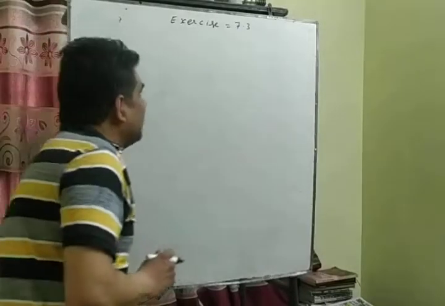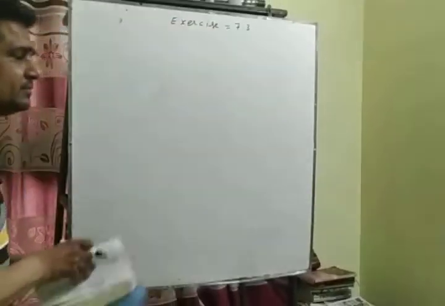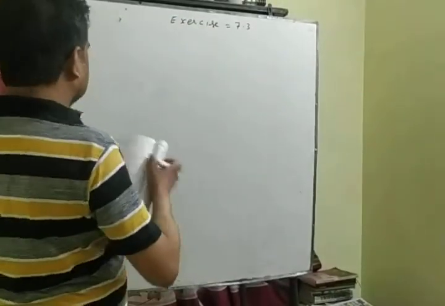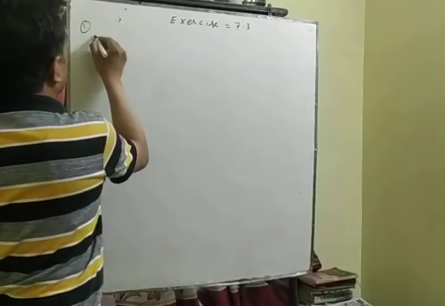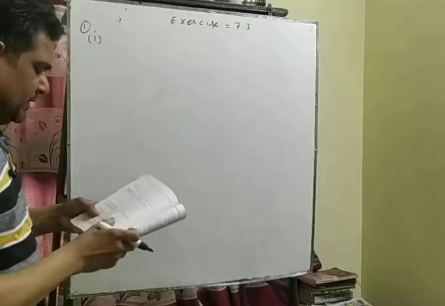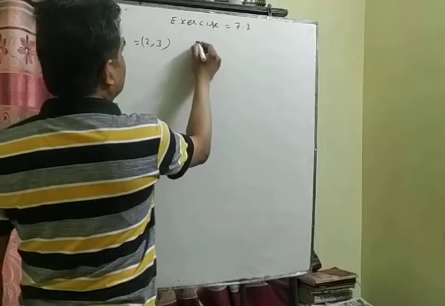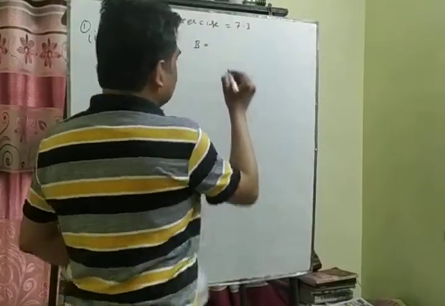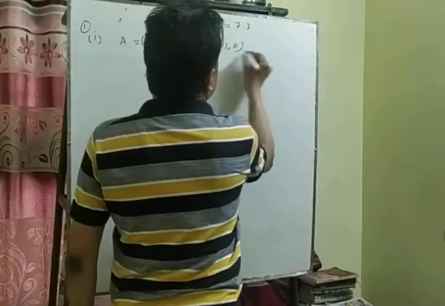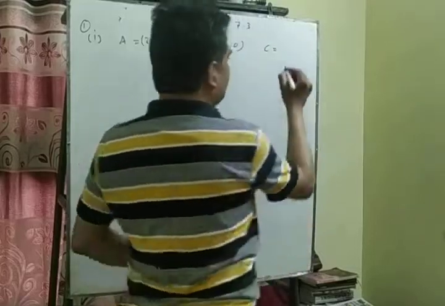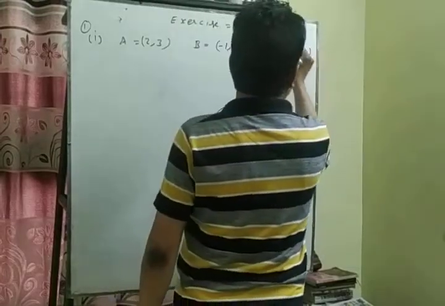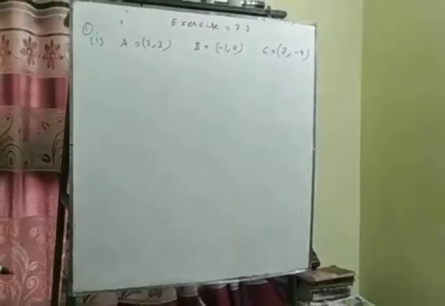Today we are doing exercise 7.3. Sum number first, first part. Let A be (2, 3), B be (-1, 0), and C be (2, -4). Find the area of the triangle.